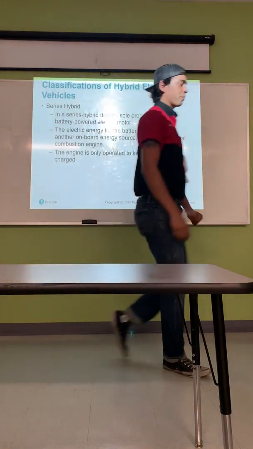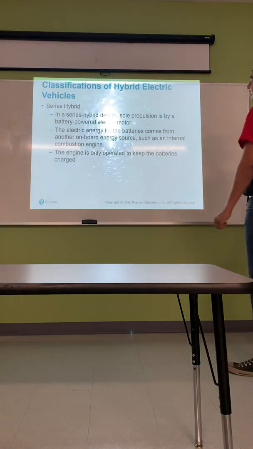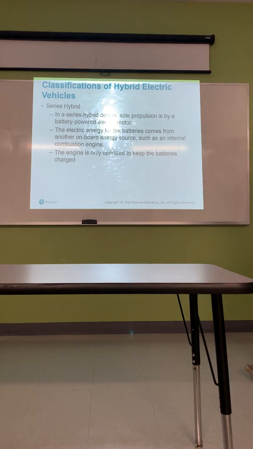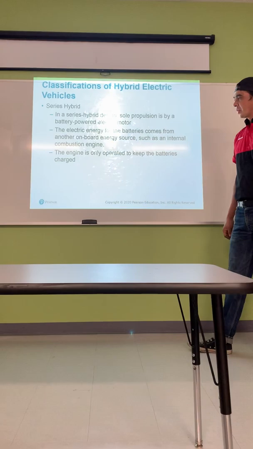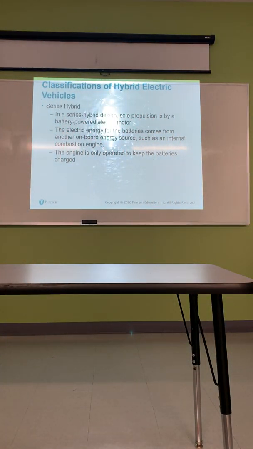So a series hybrid. Classifications of hybrid electric vehicles. Series hybrid. In a series hybrid design, sole propulsion is by the battery-powered electric motor. The electric energy from the batteries comes from another onboard energy source, such as an internal combustion engine. The engine is only needed to operate to keep the batteries charged. So think of it as an electric vehicle.